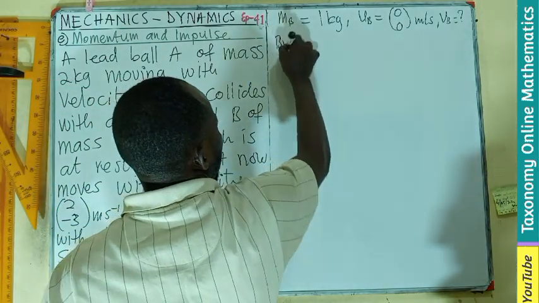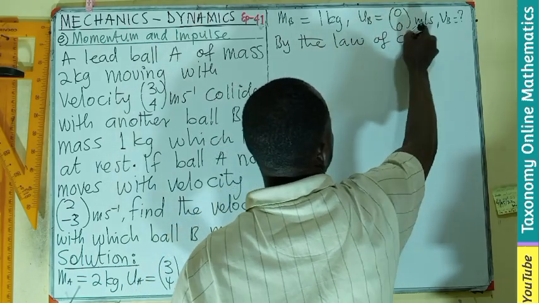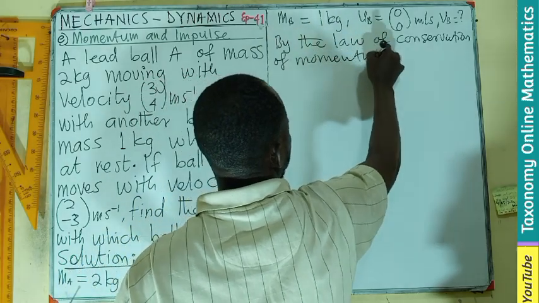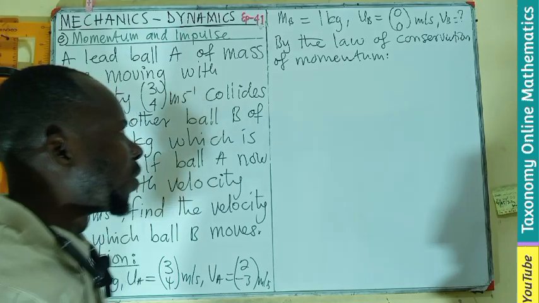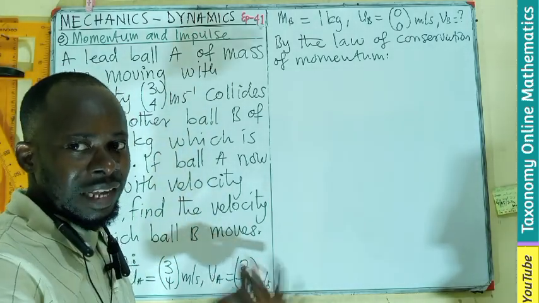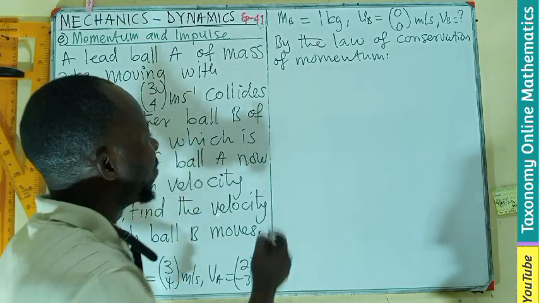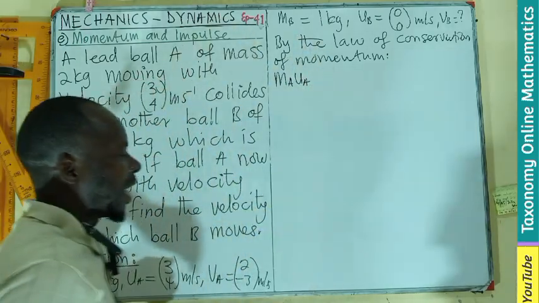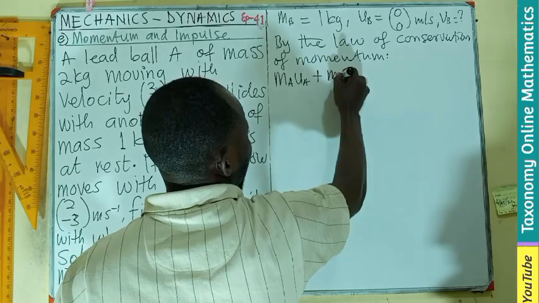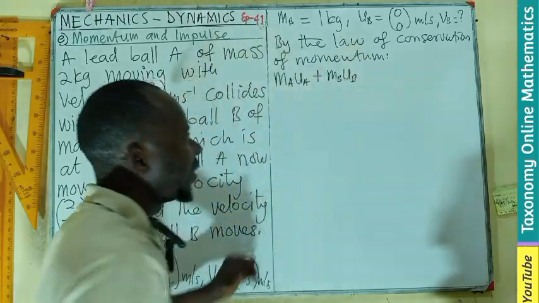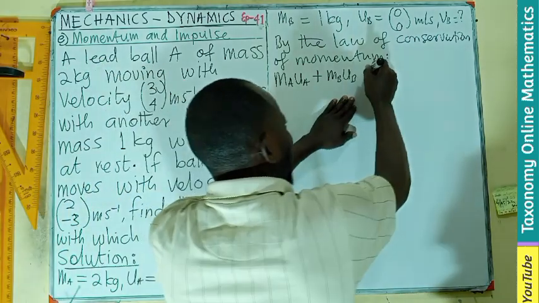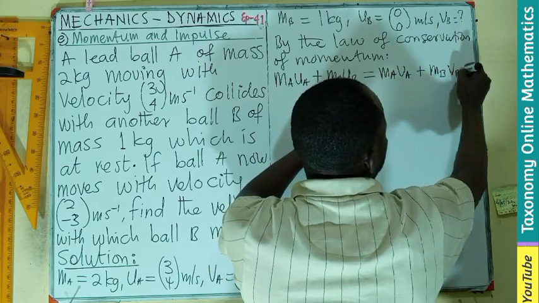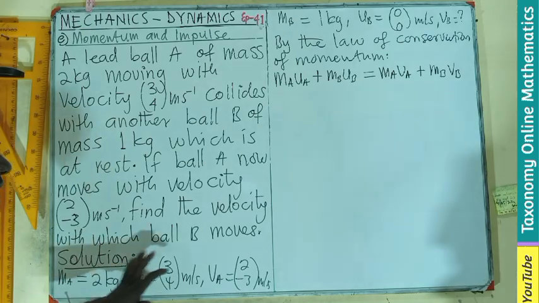So we can say that by the law of conservation of momentum, the sum of the momentum before equals the sum of the momentum after. So I can have the momentum of the first body, which is the mass times its velocity, plus the mass of the second body times its velocity. These are their initial values before the collision. That will equal the mass of A times the velocity of A plus the mass of B times the velocity of B. So we only do substitution, bringing out the parameters we have here.